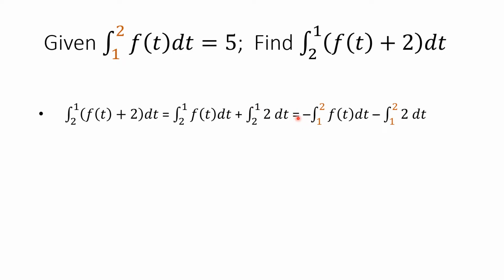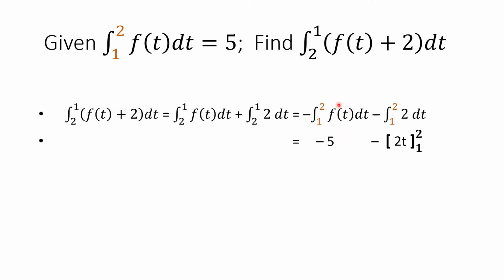And this is equal to, because we're going to change the limits, negative of integration between 1 and 2 of f of t dt, which is equal to 5, as we see over here, minus integration between 1 and 2 of the number 2. We can proceed with them as follows.